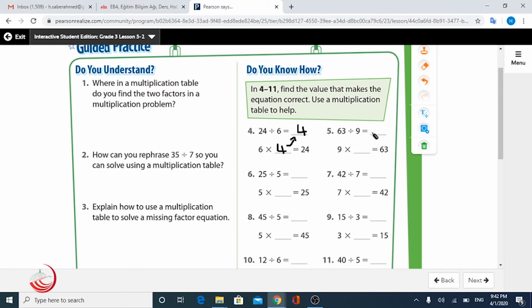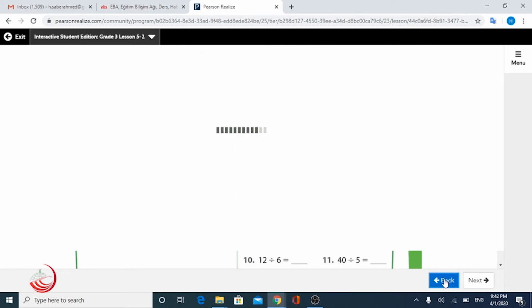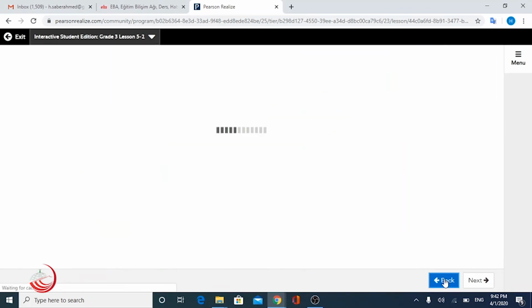Now number 5. 63 divided by 9 equals what? How do I think about it? I'll think about it this way. The divisor here is the factor there. And the dividend here is the product there. Okay, I will answer the division problem here using the multiplication table, not the multiplication equation. So let's go to our multiplication table.